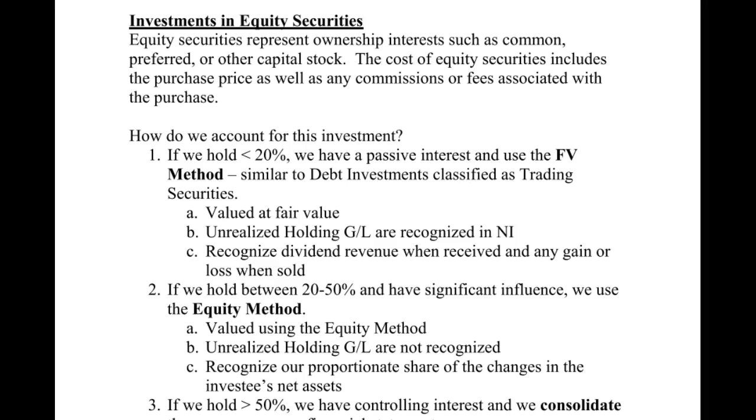So if we look up here, we see equity securities represent ownership interests such as common, preferred, or other capital stock. And typically, I just lump it all in as common stock for the sake of making things easy in the examples. All right, so the cost of equity securities includes the purchase price, meaning what we bought the stock for, as well as any commissions or fees associated with the purchase.